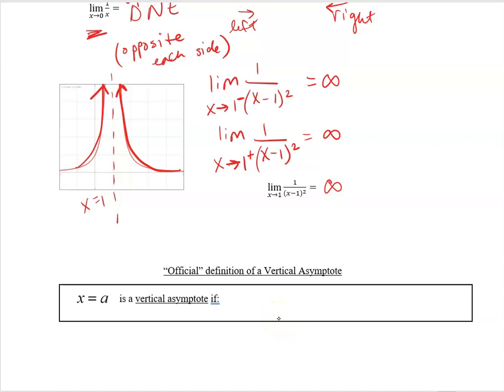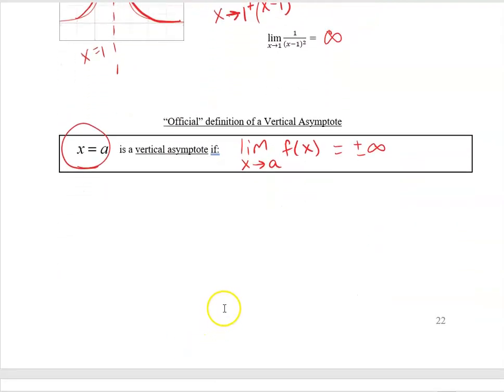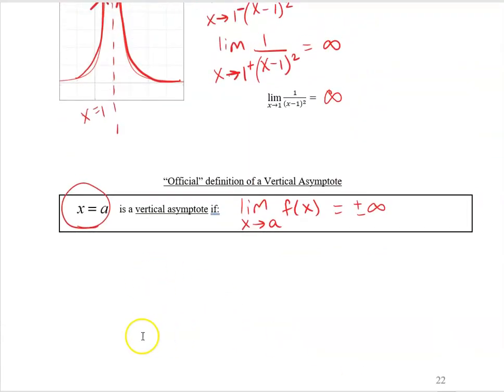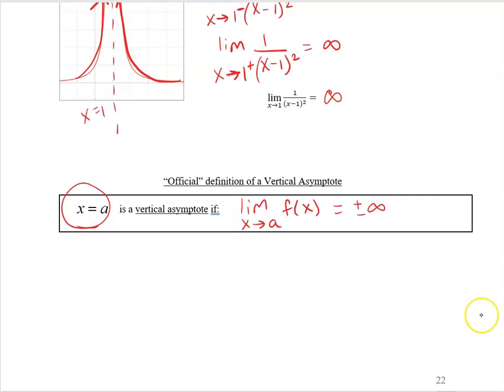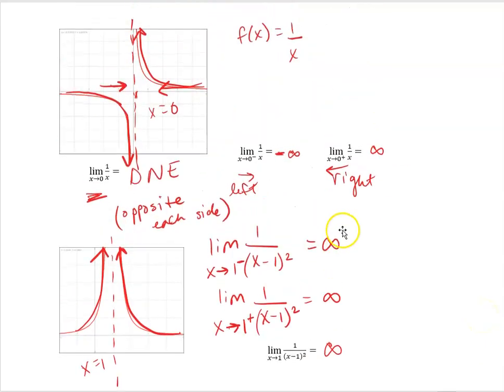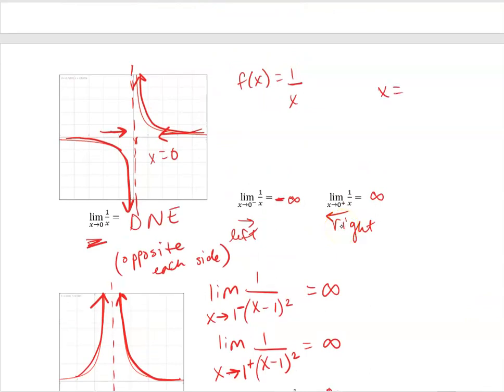Officially, we would say x equals a is a vertical asymptote of the function if the limit as x approaches a of that function is positive or negative infinity. That tells us that we have a vertical asymptote at x equals a, and that's what we saw in those two examples. We can still find vertical asymptotes by looking at where the denominator equals 0. In the example 1 over x, x equals 0 is where the denominator would equal 0, and that still allows us to find vertical asymptotes.